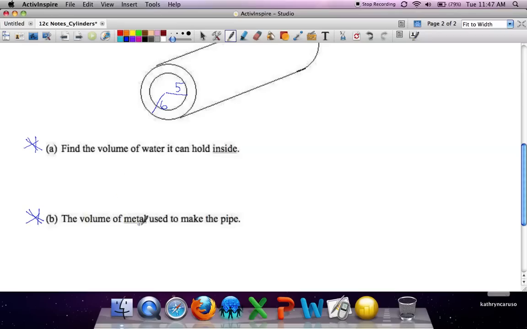So let's just think about the volume of the metal used to make the pipe. What you'd want to know is the volume of this piece here. So we might have to subtract off a couple of volumes. We'd subtract the blank on the inside from the whole pipe, and we would come up with our answers. So we'll go over that tomorrow in class.